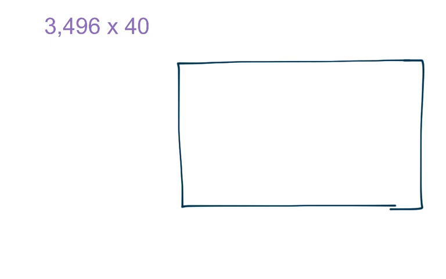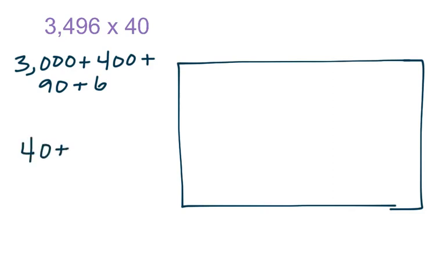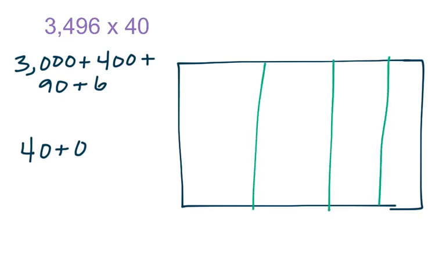So I know that 3,496 in expanded form would be 3,000 plus 400 plus 90 plus 6. And of course I know that 40, although there's nothing in the ones, I'm going to go ahead and put my 0 just to get in a good habit to represent my 40. So 40, 4 in the tens, and 0 in the ones. And now I'm going to go ahead and divide up my area model. So I'm going to put my bigger number on top just because it's the longer side. It usually makes more sense to do it that way.